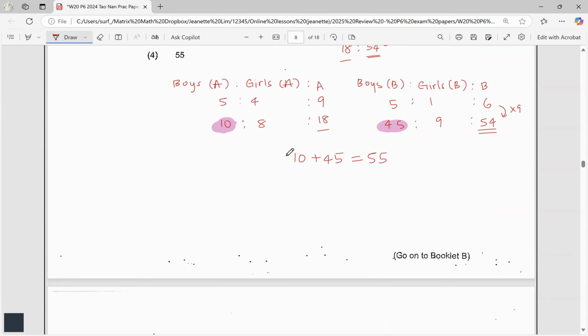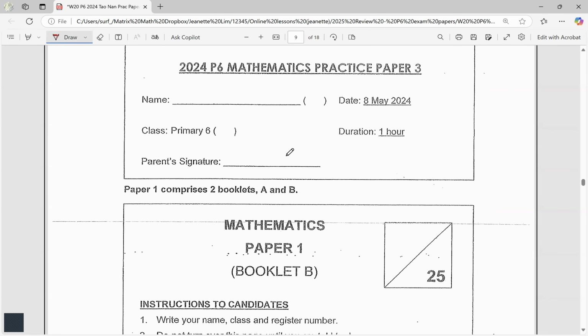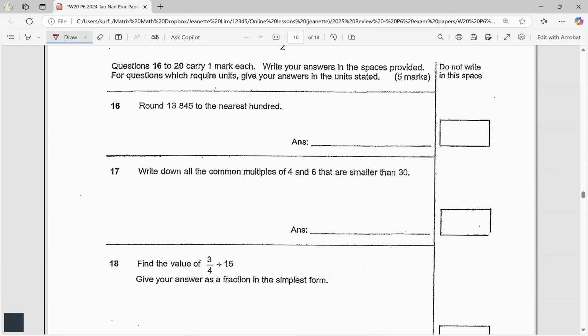Okay, let's look at paper, booklet B. Still paper 1, no calculators. Okay, booklet B, round 13,845 to the nearest 100. Nearest 100 here. Behind is a 4, so don't round it up. Just keep it as 800.